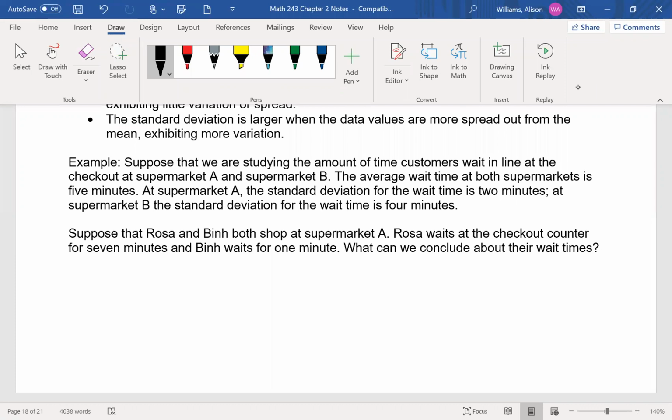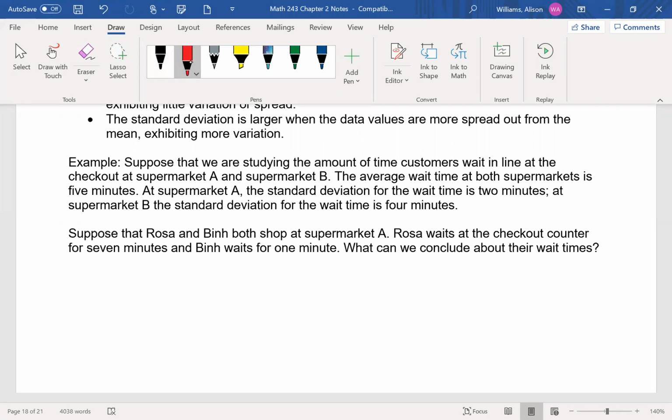You might wait quite a bit longer at supermarket B, or very short at supermarket B, because the standard deviation is so large. So we're told that two people, Rosa and Ben, are shopping at supermarket A. We're going to, for the moment, ignore supermarket B, though I am going to talk about it afterward. Rosa waits for 7 minutes. Ben waits for 1 minute.